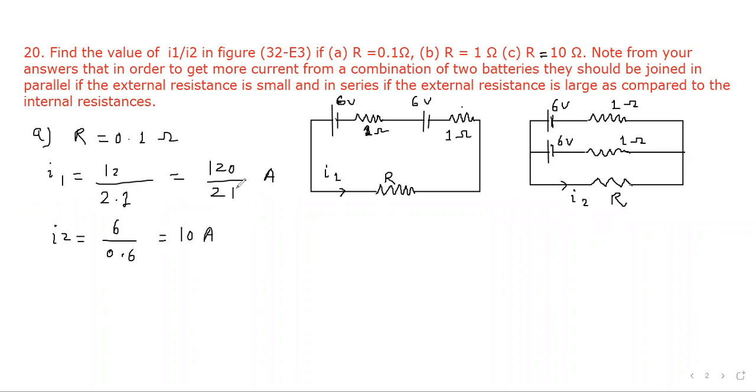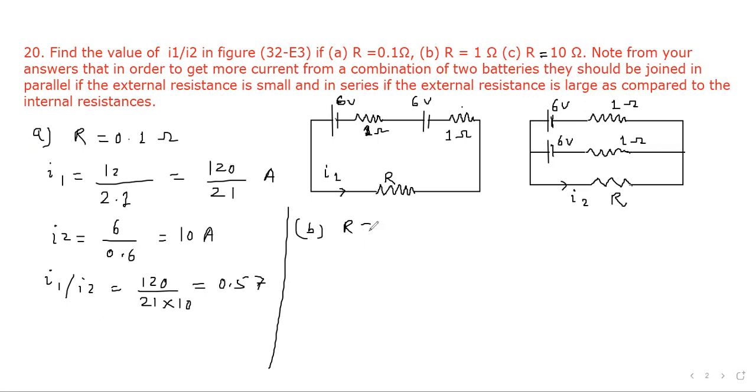Now we have to find out the ratio of the two currents. So I1 upon I2 will be equal to 120 upon 21 into 10, and that is equal to 0.57. Now consider the second case, when R equal to 1 ohm. In that case, total resistance will become 3 ohm. So I1 equal to 12 divided by 3, and that will give 4 ampere.